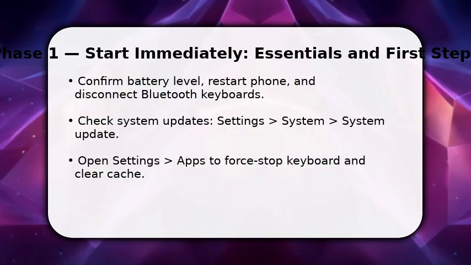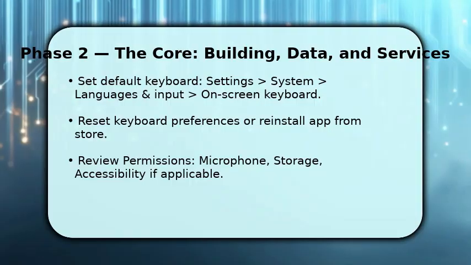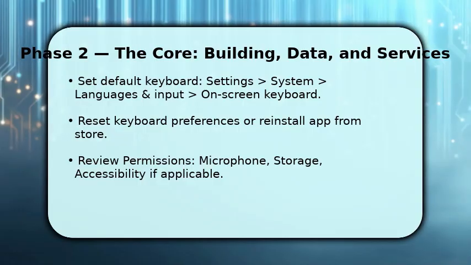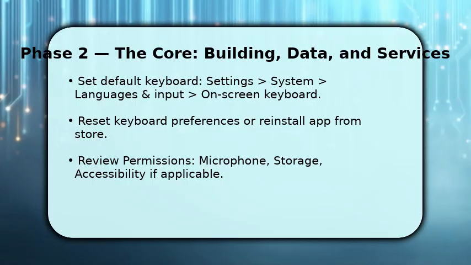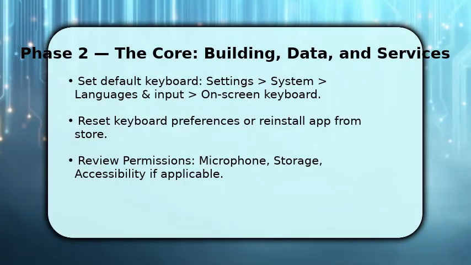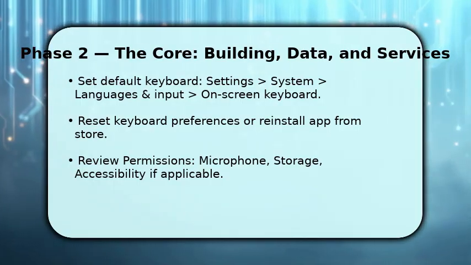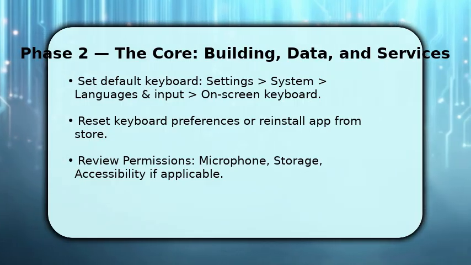Now you focus on configuration and permissions. First, set the default keyboard explicitly in languages and input so Android binds the correct IME. If that fails, tap Reset App Preferences or uninstall and reinstall the keyboard to recreate clean app data. Make sure the keyboard has necessary permissions like storage or microphone. Missing access can stop features and block startup.